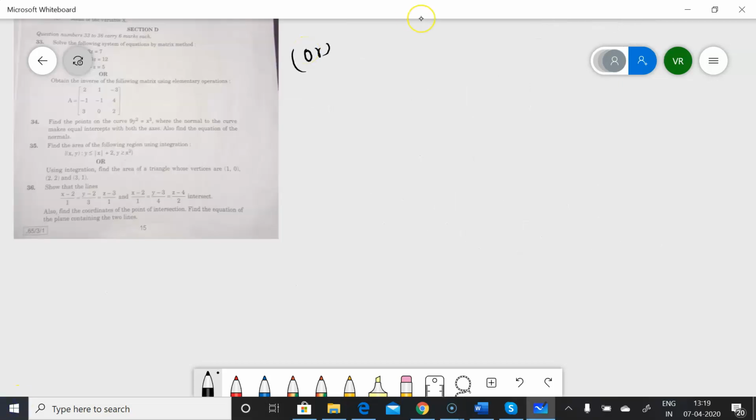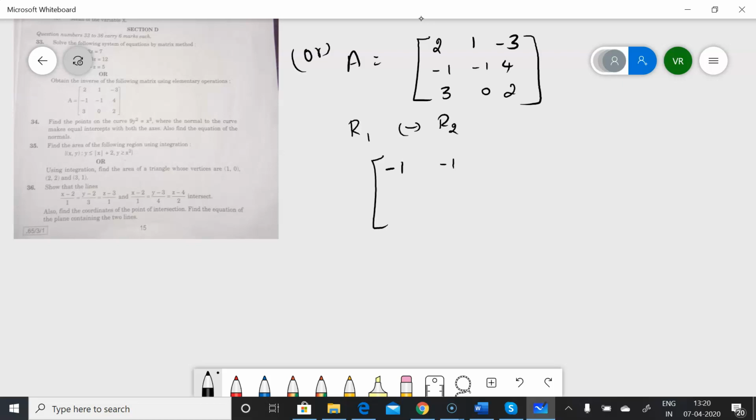The OR sum. Obtain the inverse of the following matrix using the elementary operations. A is equal to 2, 1, minus 3, minus 1, minus 1, 4, 3, 0, 2. Let us first interchange R1 and R2. I'll interchange the first row and the second row. So this R1 and R2. So that will give you minus 1, 4.